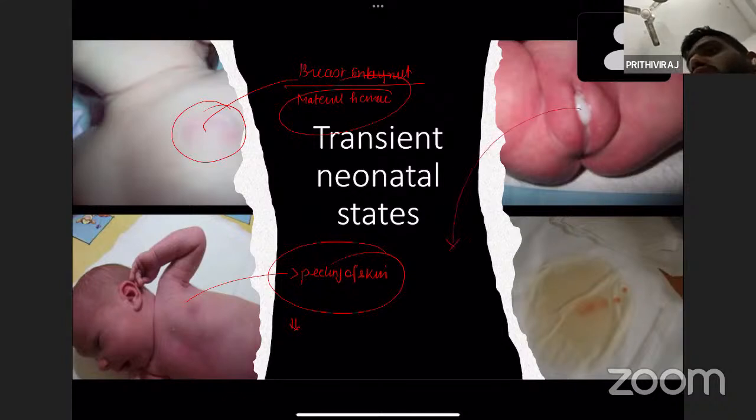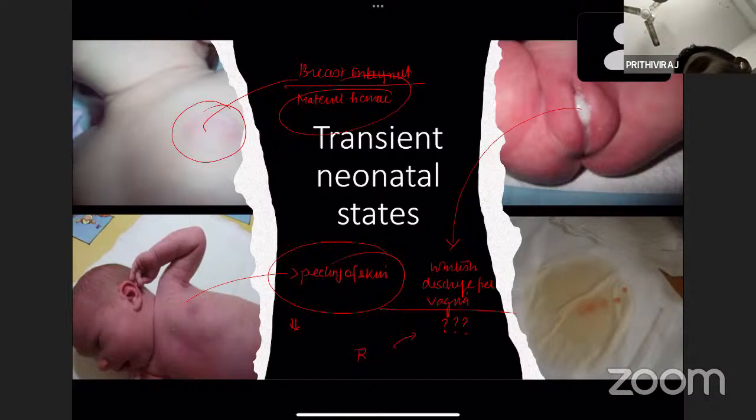What is this whitish discharge? This is whitish discharge per vagina. Is this any pathology? Absolutely not. It's also a transient phenomenon because of maternal hormones that are passed transplacentally to the child.